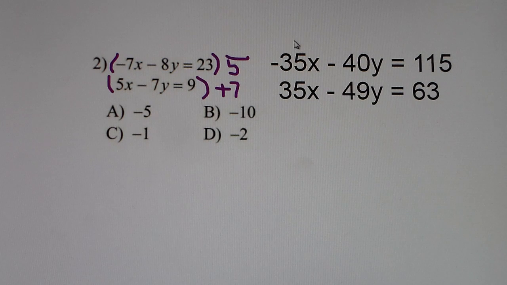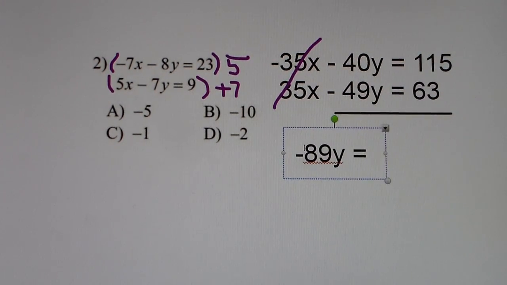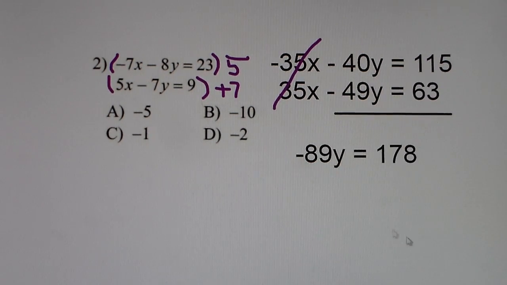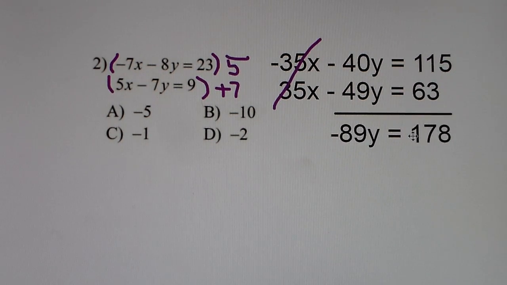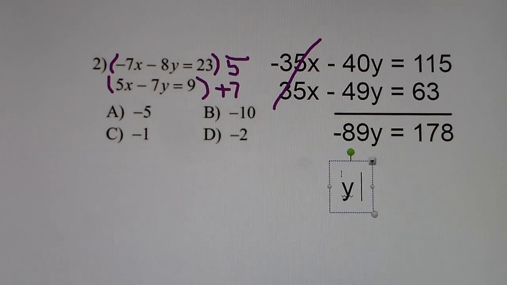Now our x terms are opposites of one another, so you cancel them out. Then you combine your like terms. You're just doing the system of equations elimination method. So we combine our like terms and we have negative 89y equals 178. Divide both sides by negative 89, and you're going to get y equals negative 2.